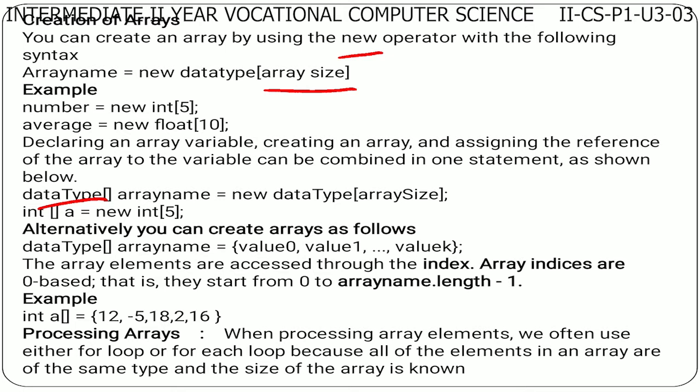Okay. Next is processing arrays. When processing array elements we often use a for loop because all of the elements in an array are of the same type and same size.